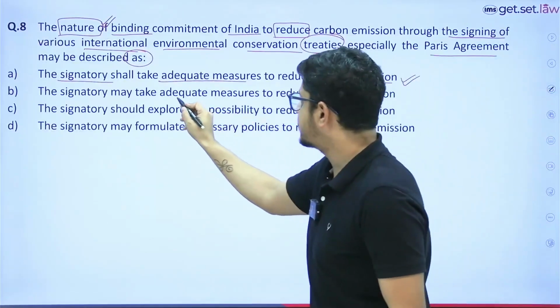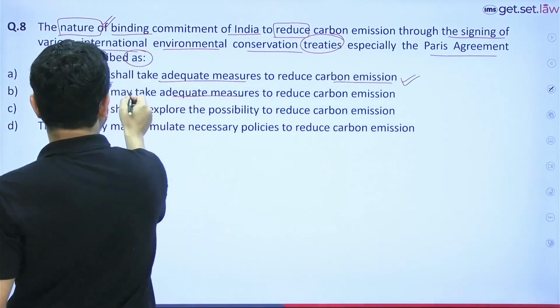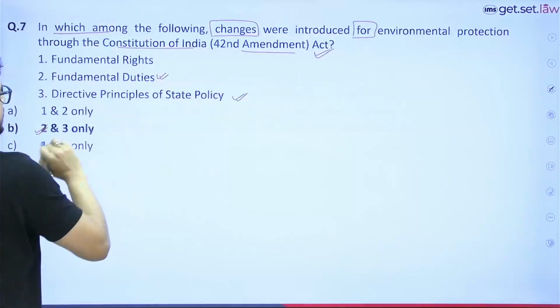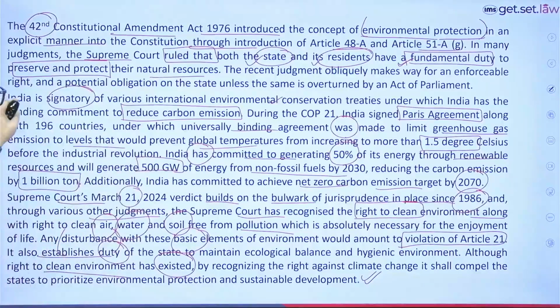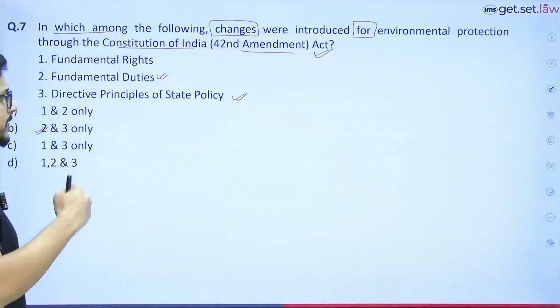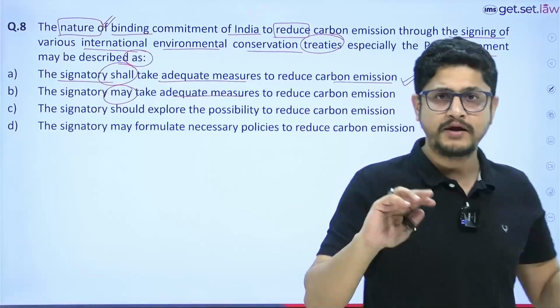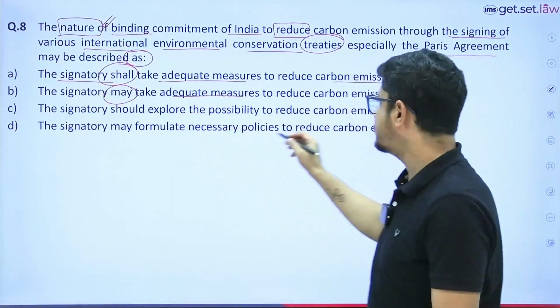The signatory may take adequate measures to reduce carbon emission. Now you are saying "may take" or "shall take". Is it a compulsory duty, that India has a binding commitment? So when we take a binding commitment, they are going to take it. It is not "it may or may not". May means shayad, so the shayad wala option never goes.